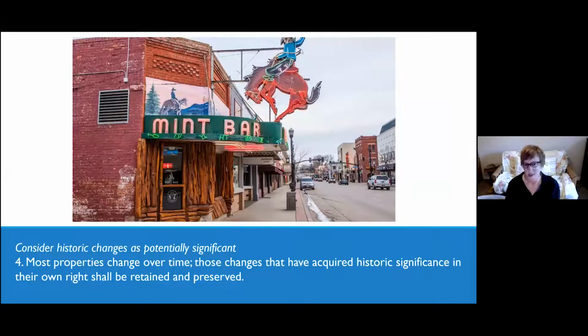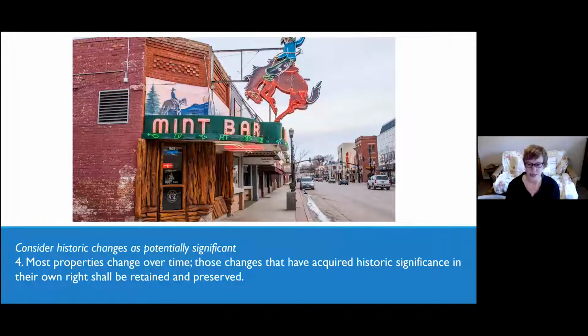So on to standard number 4. Basically, consider historic changes as potentially significant. Most properties change over time. Those changes that have acquired historic significance in their own right shall be retained and preserved. This is the Mint Bar in Wyoming. Really awesome little bar. You can see here, it looks like it was originally an early 20th century one-part block commercial building. And then it had some significant alterations at mid-century.